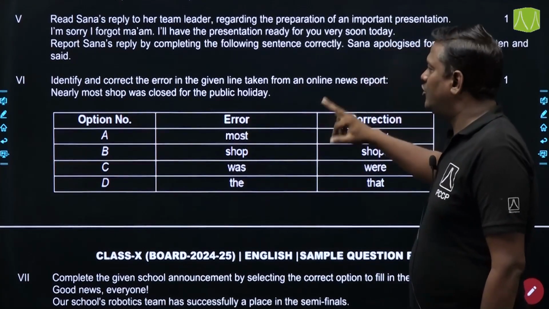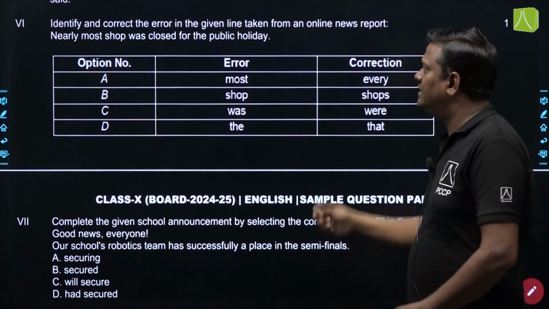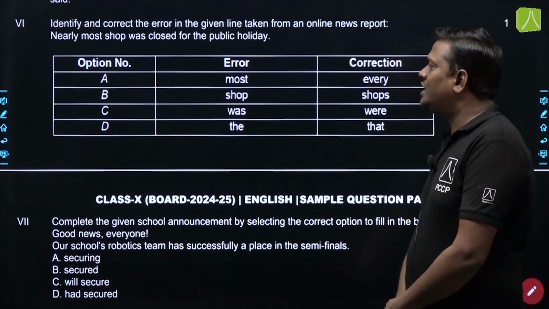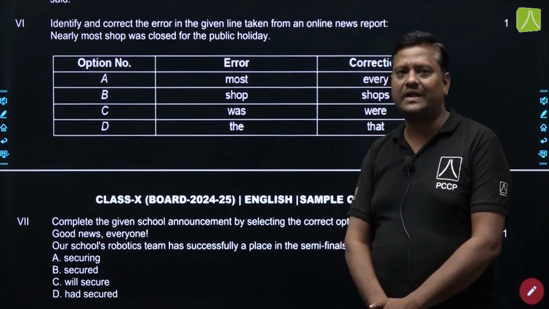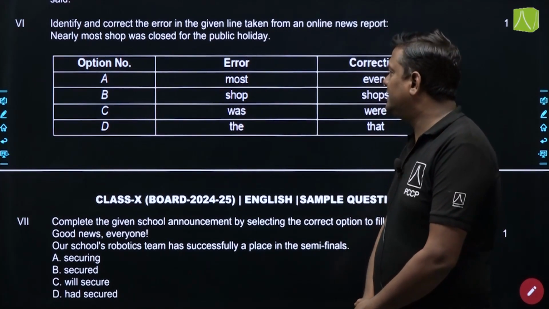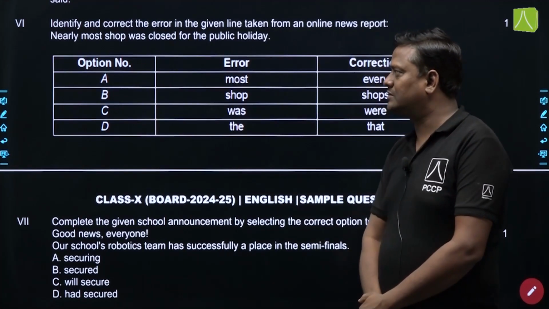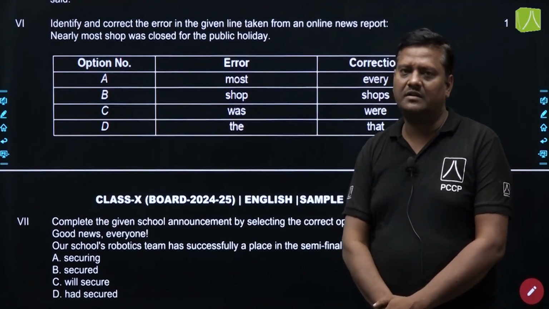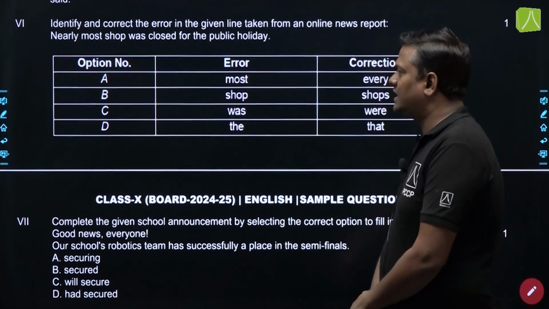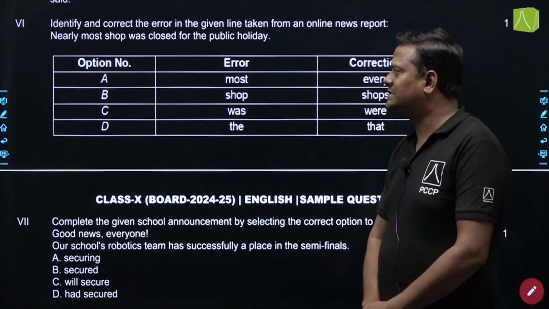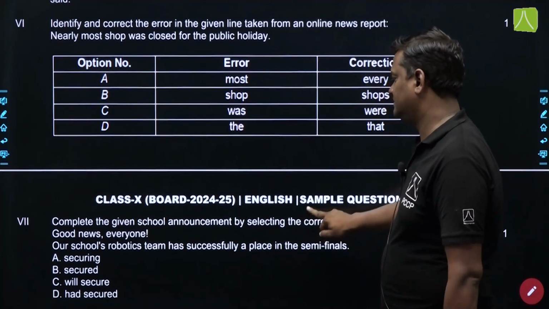Again we are having a dialogue completion question, and in question number 6 we are having a sentence here. You are to find the error and find the correction, and the answer is given in options. To find the error and the correct correction, the answer is given in options A, B, C or D. You have to find the correct option.